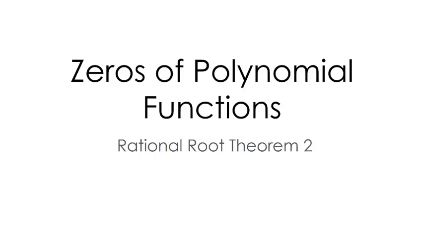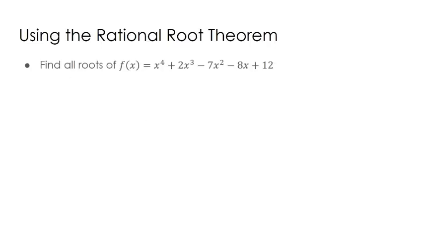Hi, here I've got a second video over the rational root theorem. So we're just going to practice using the rational root theorem. If I look at this given polynomial, it looks like we have a fourth degree polynomial, so I can see that right there. And what we're going to do is, depending on how I define these values, sometimes you'll see this referred to as P and this referred to as Q.